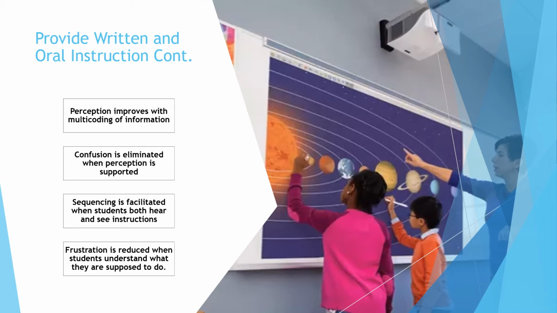Confusion is eliminated when perception is supported. Sequencing is facilitated when students both hear and see instructions, and frustration is reduced when students understand what they are supposed to do. Thus, this lowers the level of anxiety in the student and makes learning a much easier task. And since students are more relaxed, they are more willing to participate in the classroom and engage.